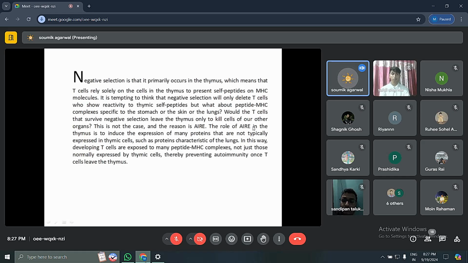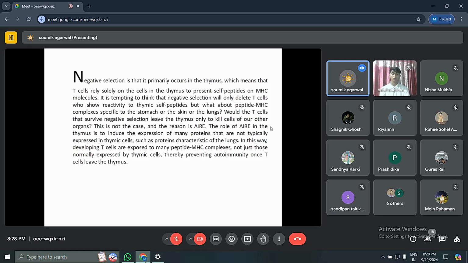The role of AIRE in the thymus is to introduce expression of many proteins that are not typically expressed in thymic cells. Thymic cells means cells of the thymus, such as proteins characteristic of lungs. So because of this AIRE, though they are inside the thymus, they can test whether they are compatible with other organs of our body or not. If they fail, they will not be selected. Okay, so this is just for your information.